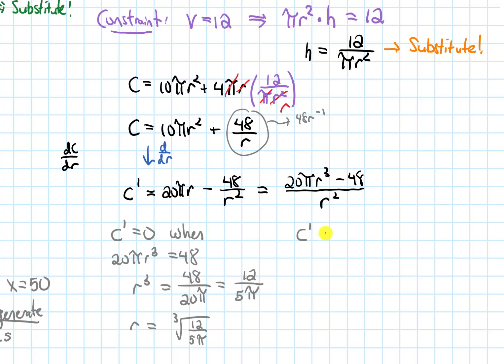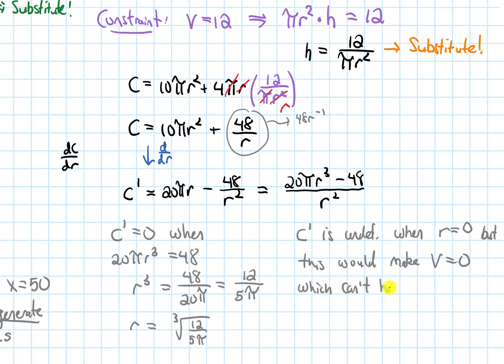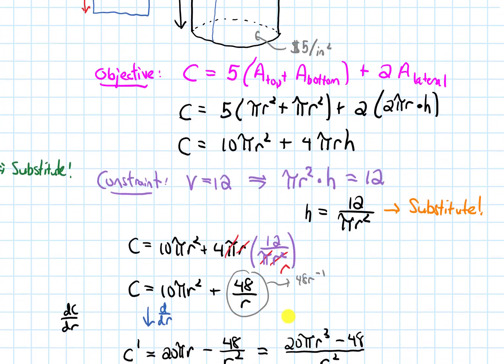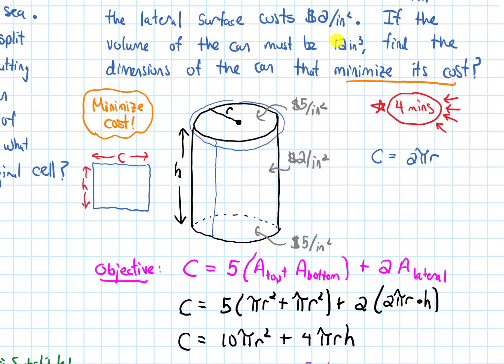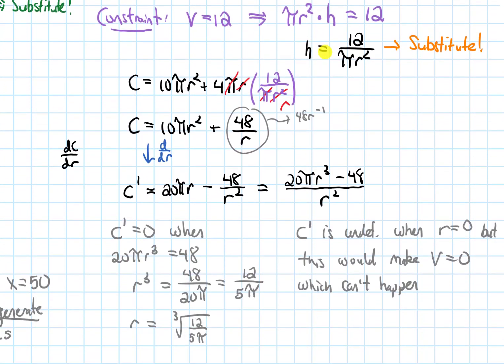I also need when the derivative is undefined. It's going to be undefined when the bottom is 0. So that happens when r equals 0. But that's actually impossible here, because if the radius of my cylinder was 0, that would make the volume be 0, which can't happen because the problem told me what the volume was. It told us the volume is 12. So because of that, it's impossible to have the radius be 0. So we ignore r equals 0.